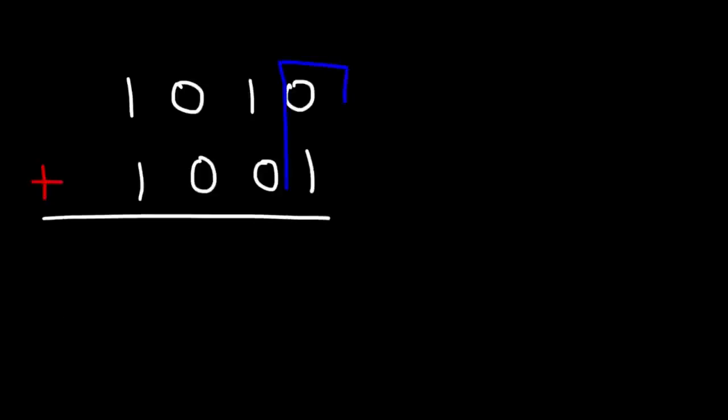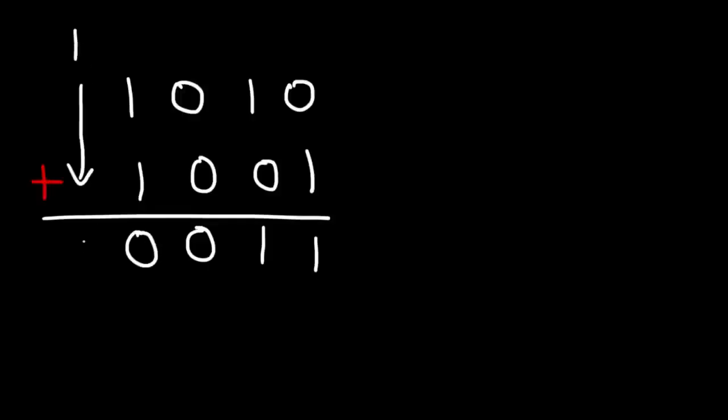So here we have 0 plus 1, which is 1. In the next column we have 1 plus 0, which is also 1. And then for the third column, 0 plus 0, which is 0. And then for the last one, it's 1 plus 1, which is going to be, based on the last two examples, 0, but you need to carry over a 1, so you get 1, 0.